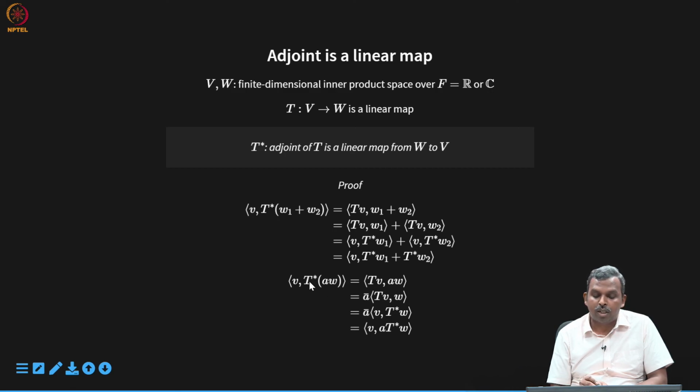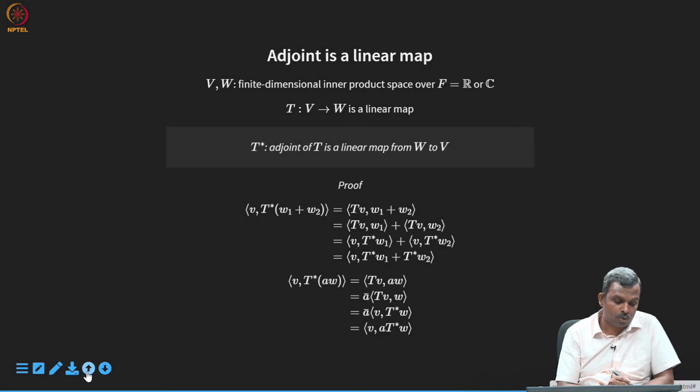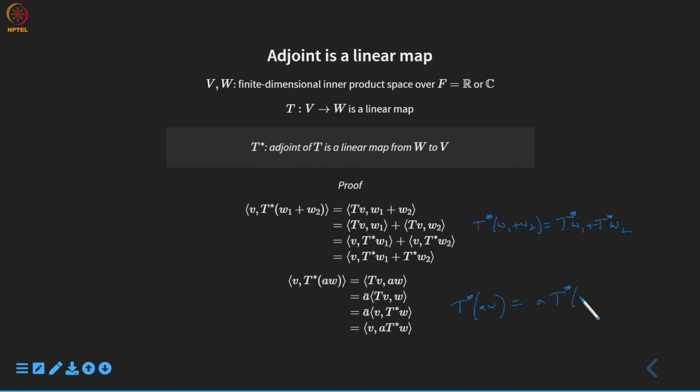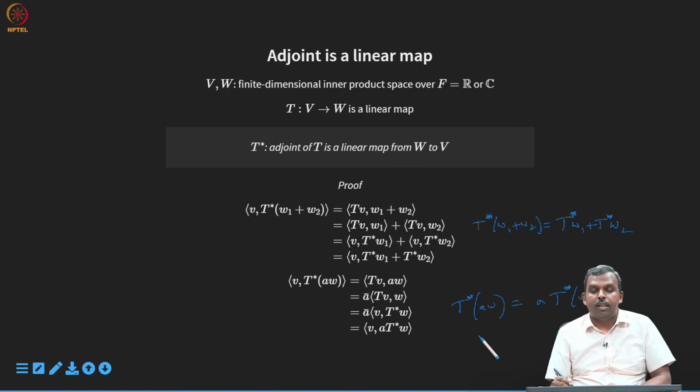Same proof you can do for T star of AW. Okay. You do the same thing. There will be some conjugation going back and forth, etc., and you will get this. So what these two things prove is that T star of W1 plus W2 equals T star W1 plus T star W2, and T star of AW equals A times T star of W. So these two things together show you that T star is a linear map. So this is a way to prove this result.